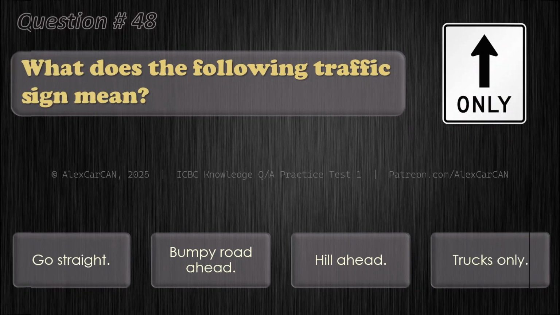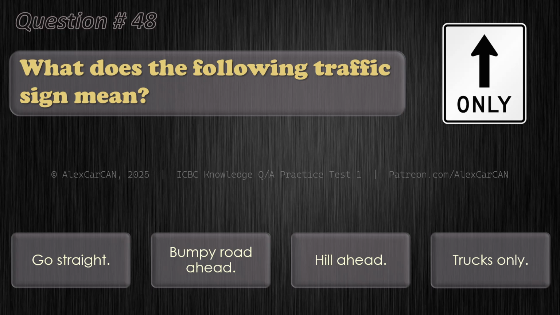Question number 48. What does the following traffic sign mean? Go straight. Bumpy road ahead. Hill ahead. Trucks only. The correct answer is go straight.